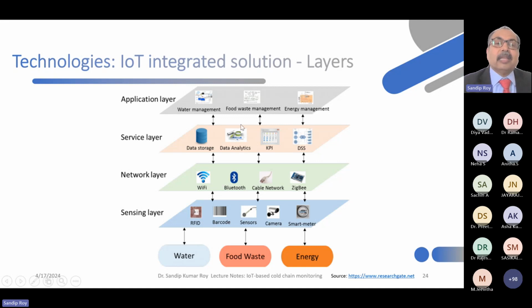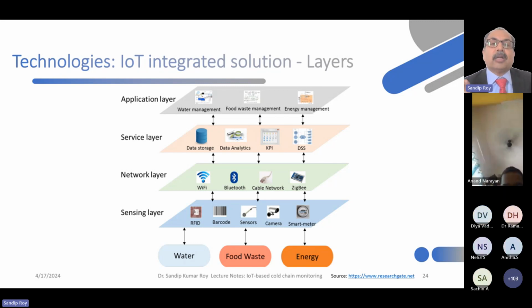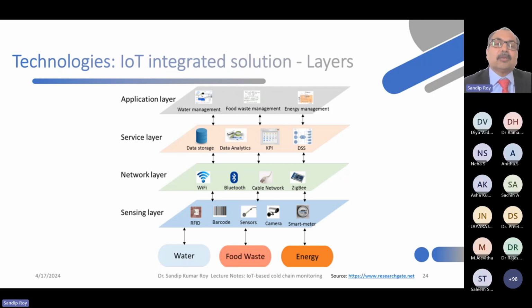And then the application can be different types of application you can create. I have given an ice cream example and a vaccination example, but there are a lot of other areas also, like food waste management, water management, energy management. All this can be done using this kind of concept. So this is a typical layer-by-layer structure, how we can slice it before we take a decision on what kind of solution we will take.